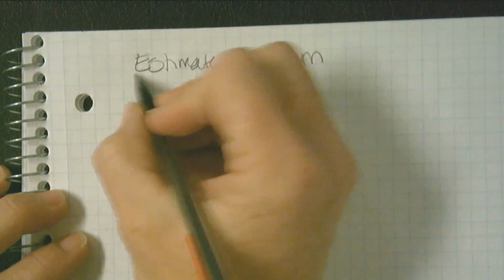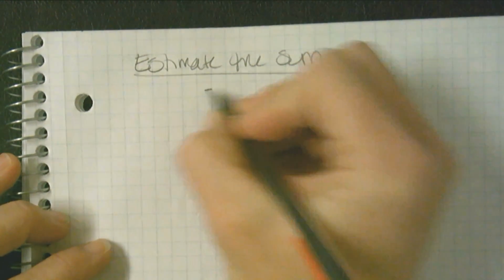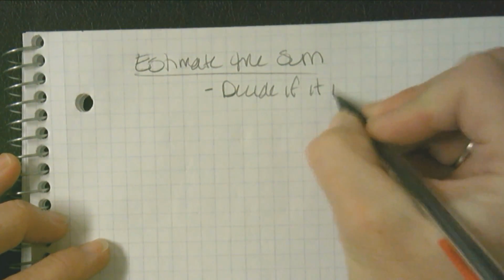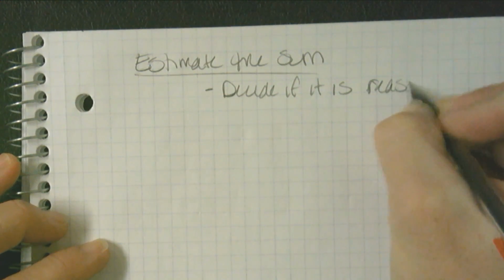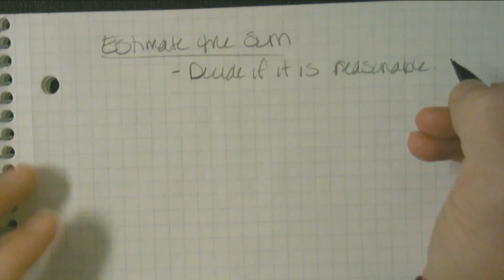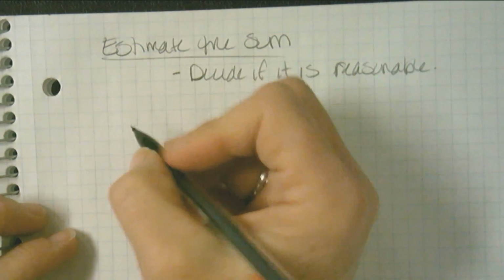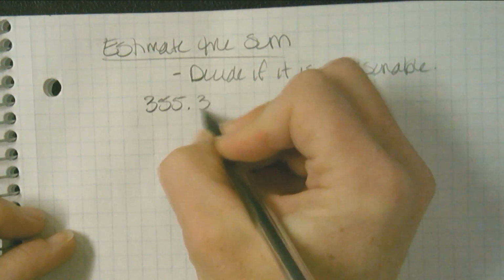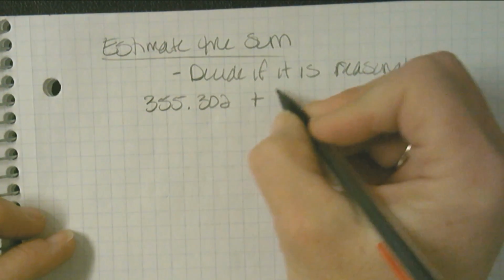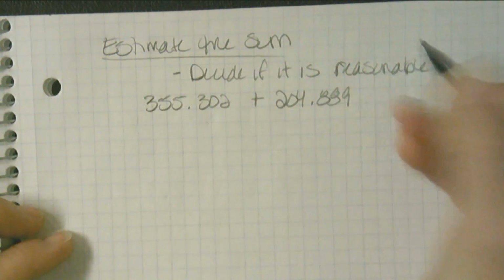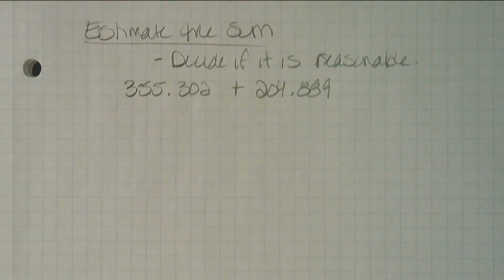Thank you. Estimate the sum. I want you to decide if it is reasonable, which means you're going to show the original and see if it's reasonable. All right, so I have 355.302 plus 204.889. Go ahead. Use the process that we just did previously, please.